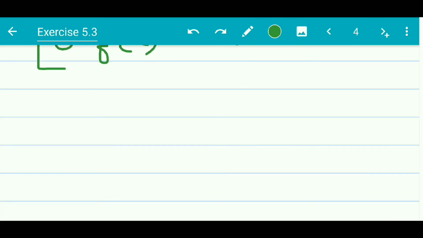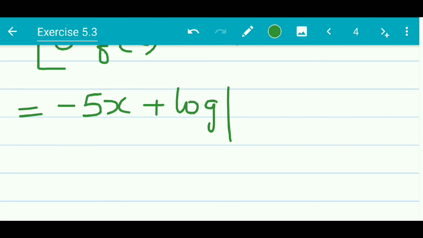Okay. So the answer that I am going to get is minus 5, the integral of minus 5 is minus 5x plus the integral of 3 e raised to x upon 3 e raised to x minus 4 becomes log mod of 3 e raised to x minus 4. So here what I have done, I have applied the formula and written the answer directly instead of using the substitution method. Both the methods are equally valid actually.